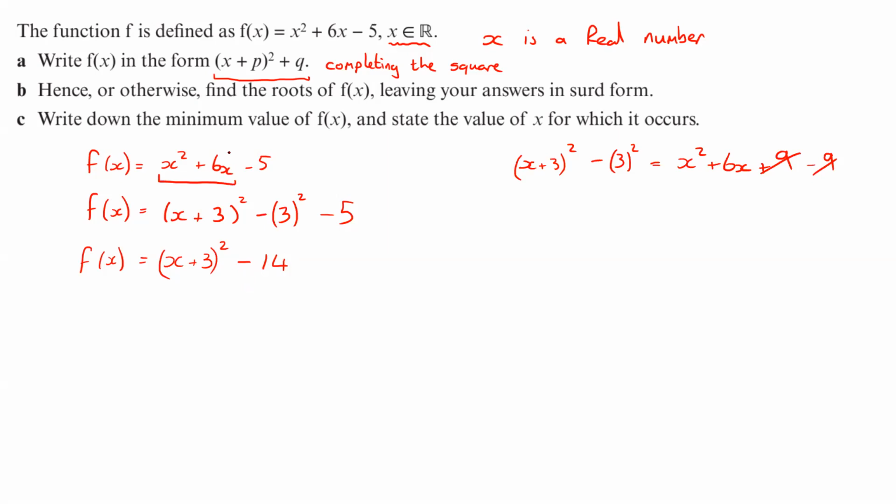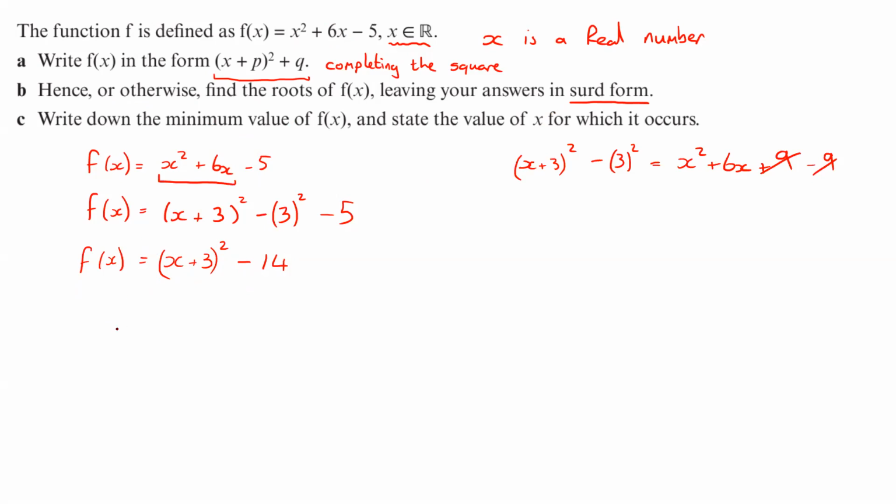So when a question says this, it effectively says use what you've just done to find the roots. It does give you the option of or otherwise. So if you don't realize what to do here, you could in theory go back to the original and factorize it, or try and complete the square, or well, we've just done that, or use the formula. The fact it's saying leave your answers in surd form is telling me we're probably not going to be able to solve this into a factorized form nicely.